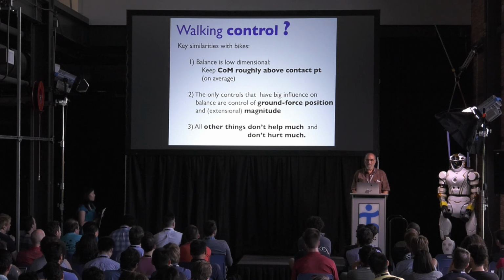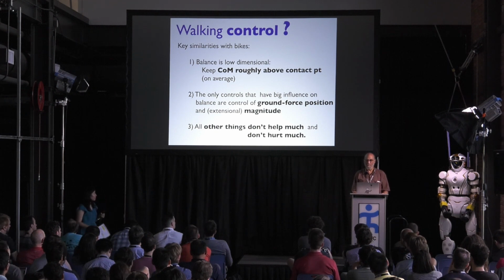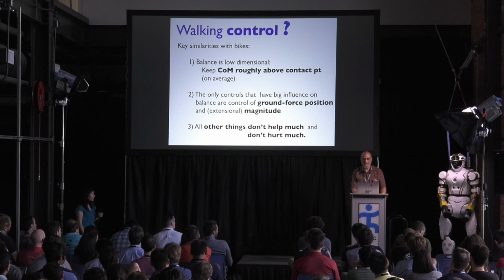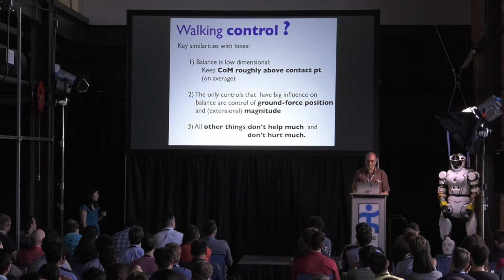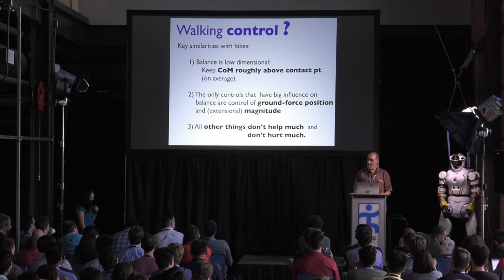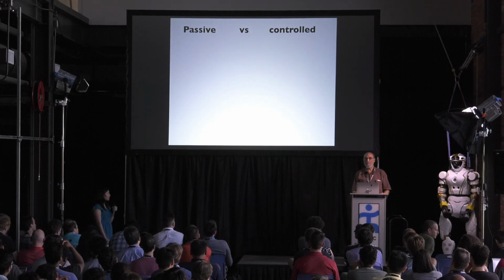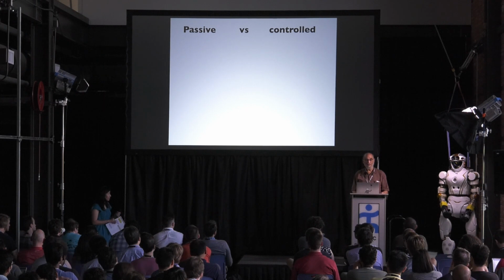All the controls that you have only have influence over balance by how they affect where the force interacts with the ground and how hard you push on the ground. In bicycle, there's no how-hard-you-push term, but in walking there is. There's push-off, which is used for balance. All the other things, all the upper body distortions, swinging your legs around, bending your body, kicking with the other leg, don't help you much in balance, and they don't hurt you much in balance. Therefore, I think the same will hold for walking. It's not yet demonstrated because no one's made a good controller this way.